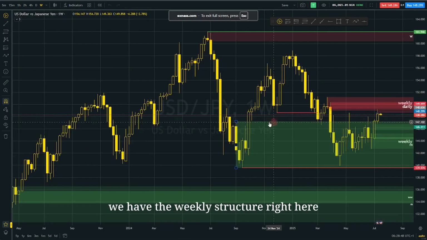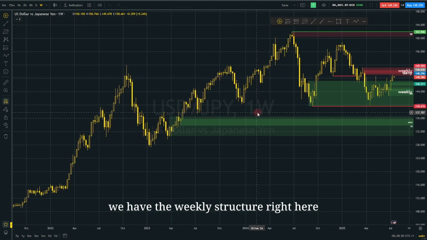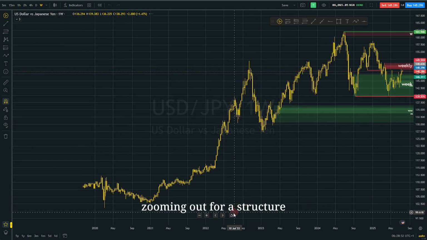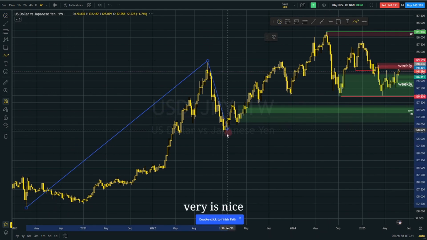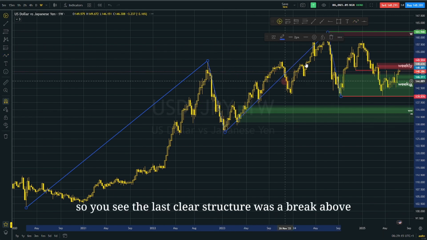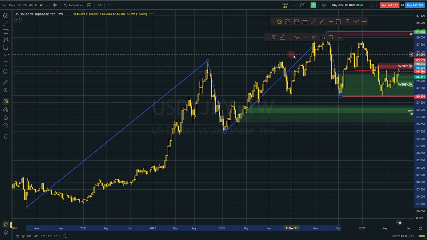Heading straight quickly to the euro US dollar. On the euro US dollar, we have the weekly structure right here. Zooming out for structure, the structure on the weekly here is very nice. So you see, the last clear structure was to break above.